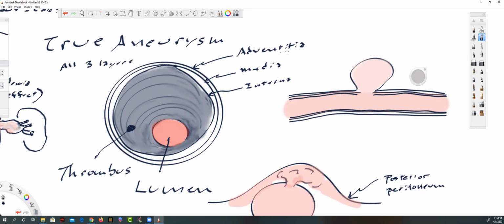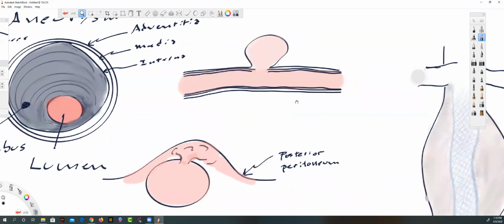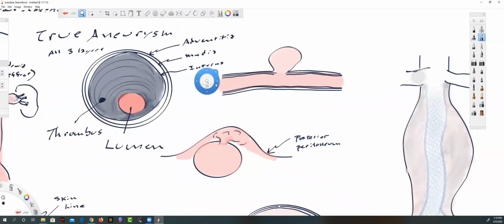Okay. The other kind of aneurysm, and your book doesn't do a really good job of saying this, and I don't know why, because actually I'm really happy with this book.